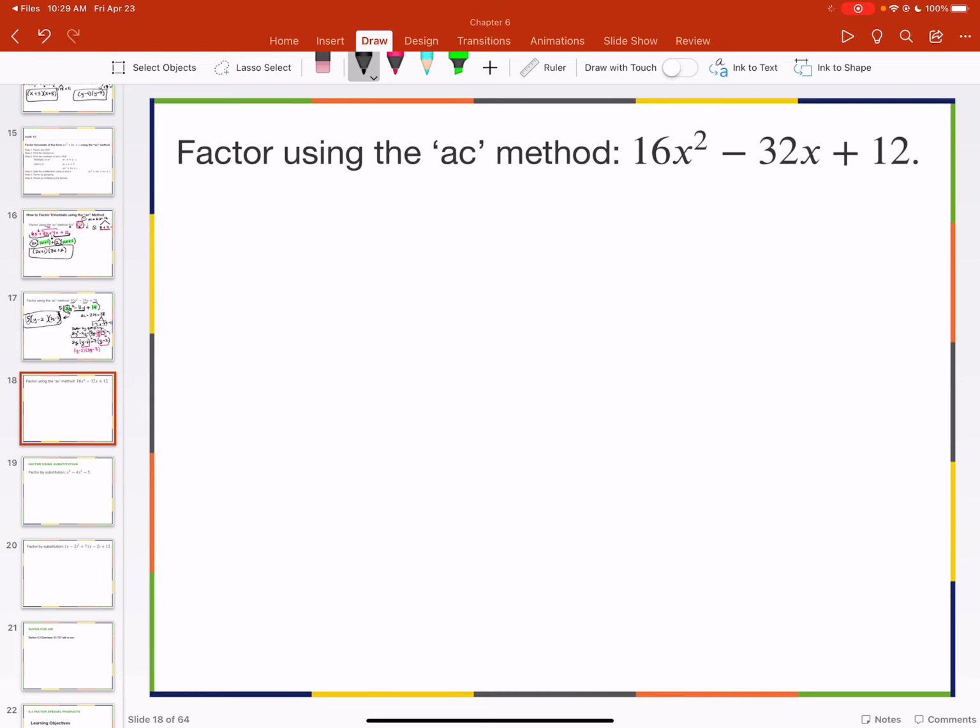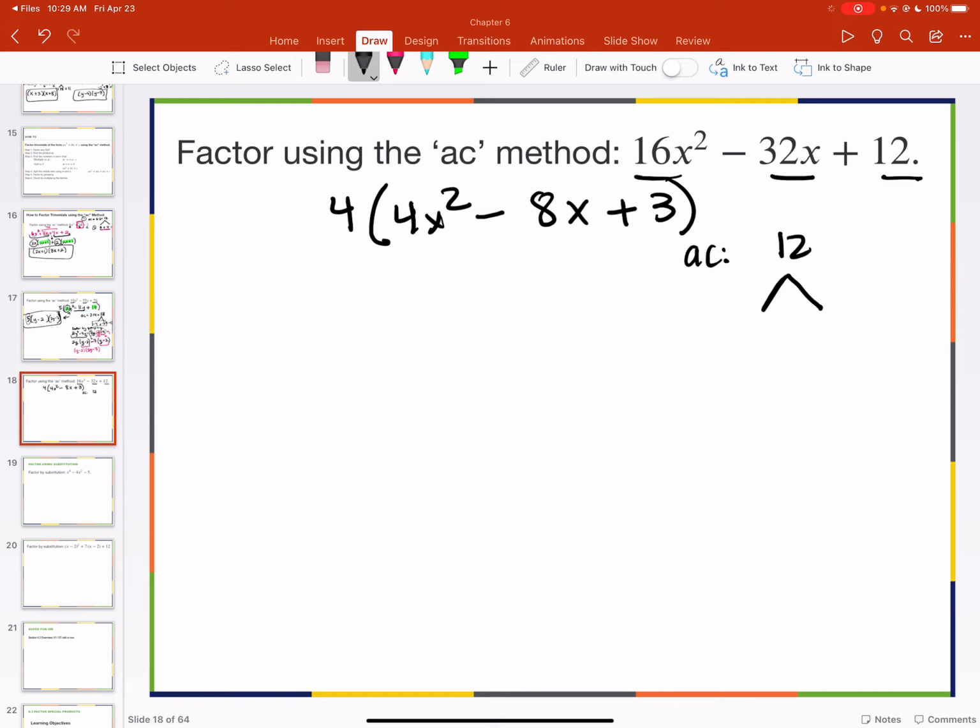Here we have 16x squared minus 32x plus 12. There's a GCF here of 4. 4, 8, 6, 4. Yes. So if I factor out a 4, what do I get? I get 4x squared minus 8x plus 3. Okay, so let's go ahead and do that. So AC, that's going to be 3 times 4, which is 12. What are the factors of 12 that when combined give me a negative 8?